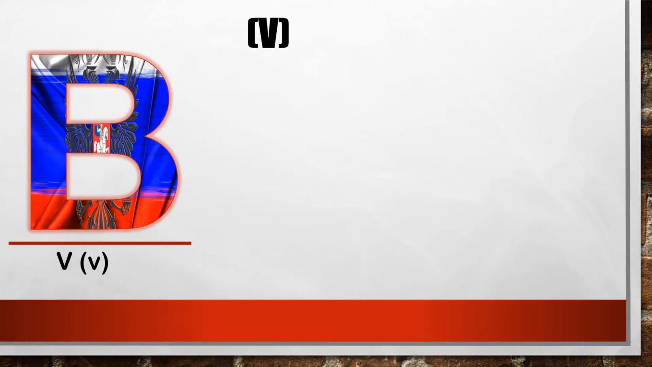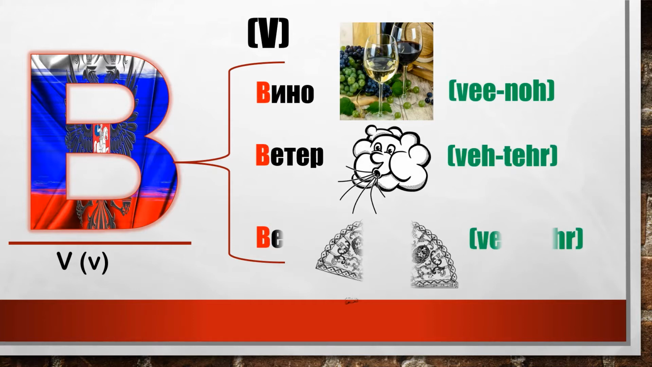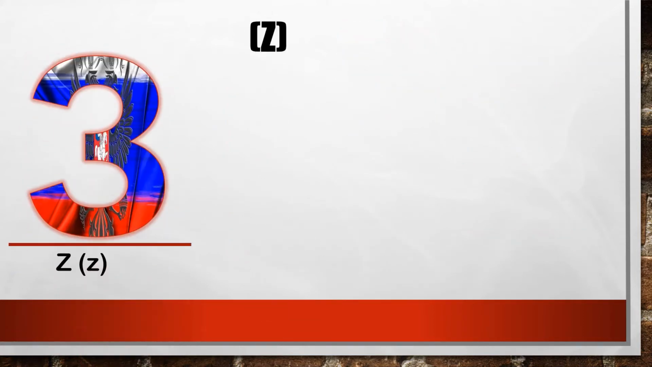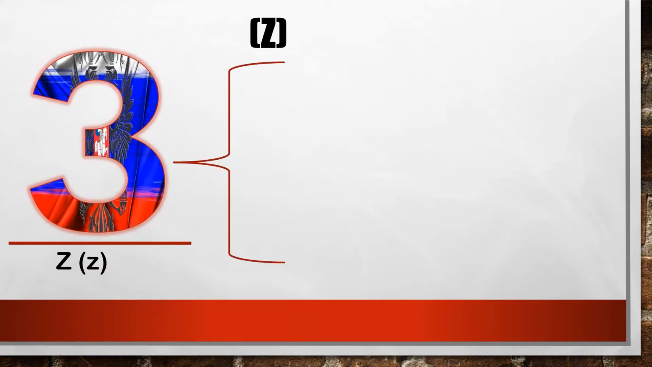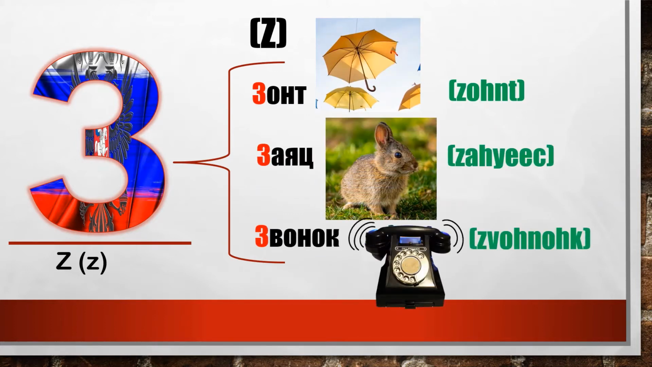Now we're going to have a closer look at this group. V is always pronounced as V, nothing special about this letter, like in examples вино, ветер, веер. Z, always pronounced as Z, nothing special about this letter. Зон, заяц, звонок.